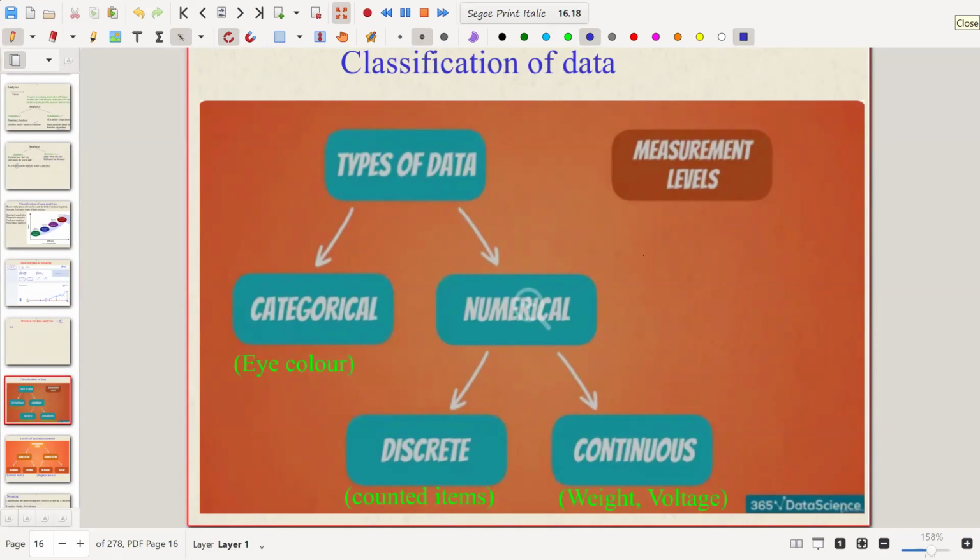So types of data. What is data? Data are a set of recorded measurements. What are the types of data? Data can be categorical. Data can be numerical. Two types. What is categorical data? For example, your eye colors. Anything else? Cars. Okay.